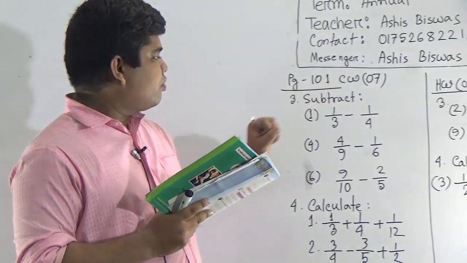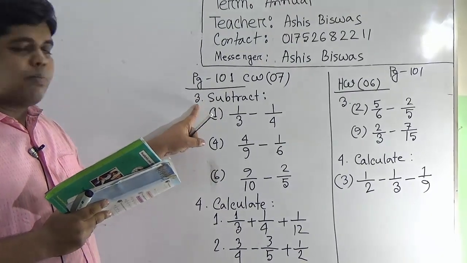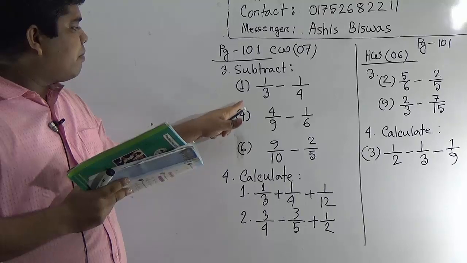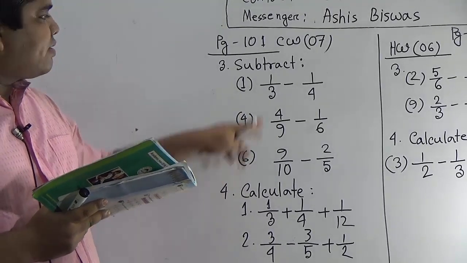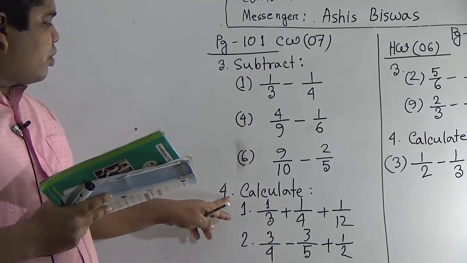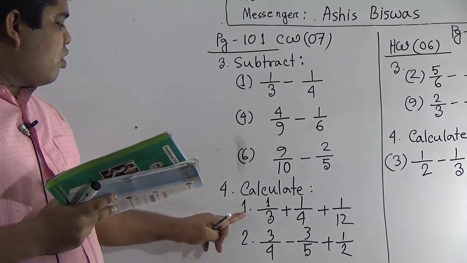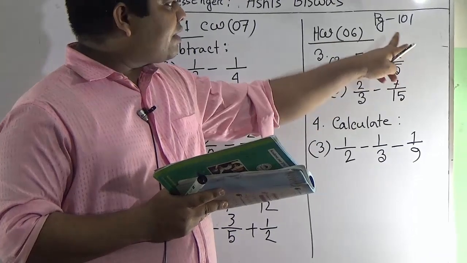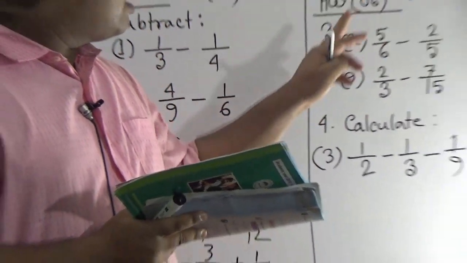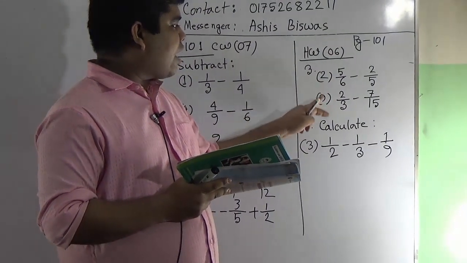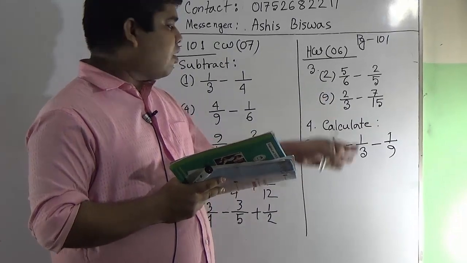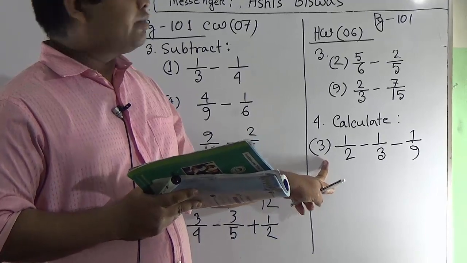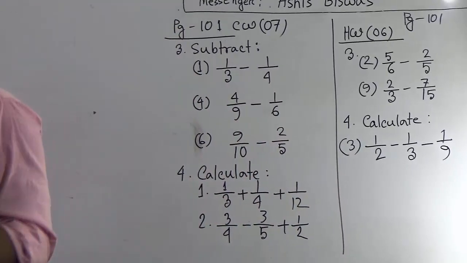On page 101 we shall solve question number 3, that means subtraction. In subtraction we shall solve questions 1, 4 and 6 as CW, and in question number 4 we shall solve 1 and 2 as CW. And on the same page, in question 3, 2 and 9 will be your SW, and also in question number 4, 3 will be your SW. So let us start our class.